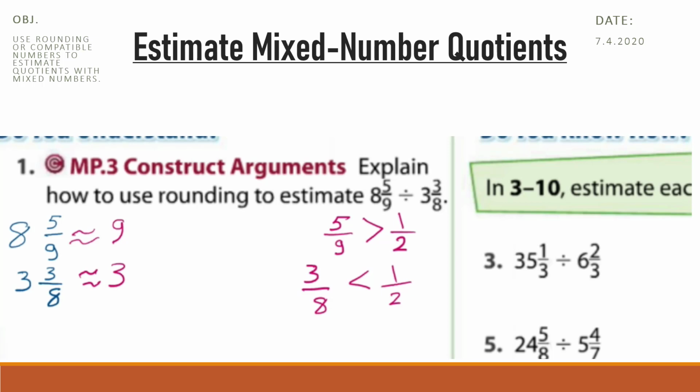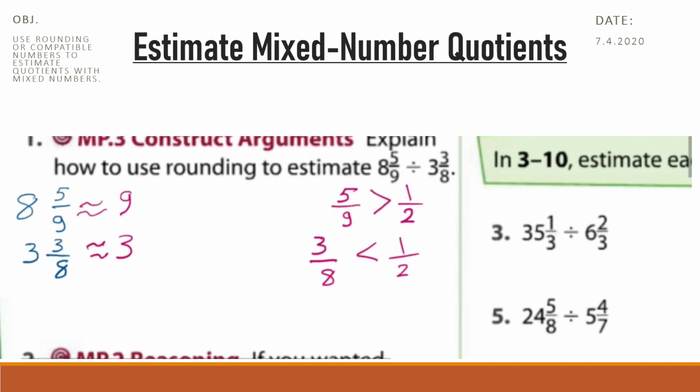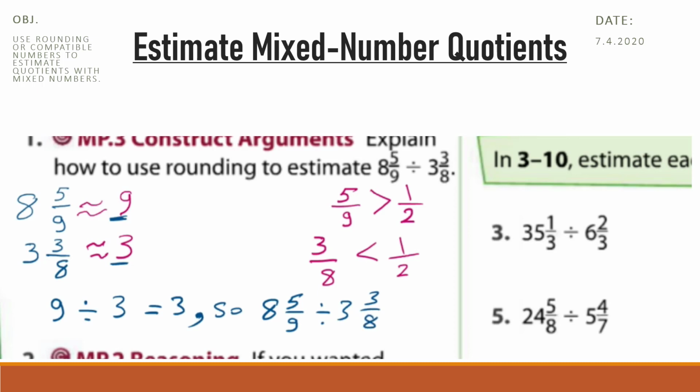Now, estimate. So 9, this estimation, divided by 3 is 3. So 8 5/9 divided by 3 and 3/8 is about 3.